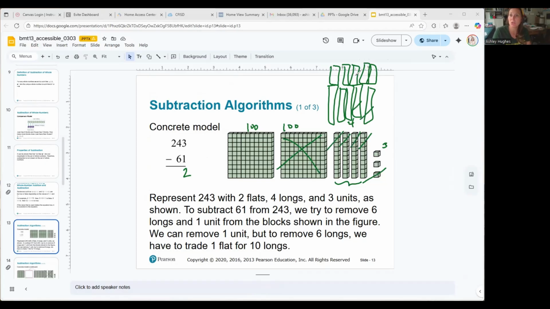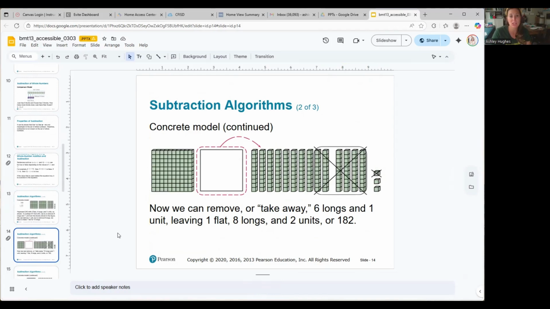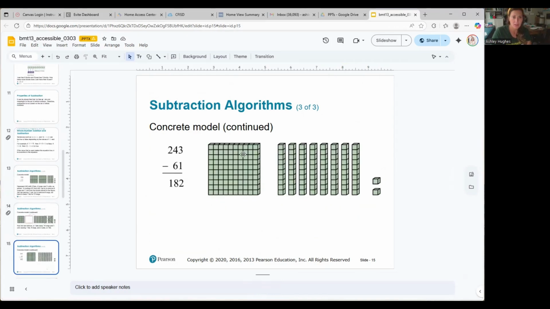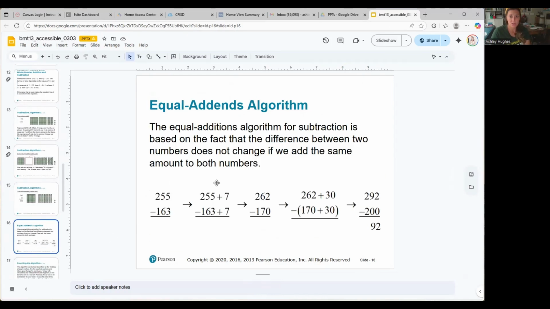How many do I have left? 1, 2, 3, 4, 5, 6, 7, 8. And then you would just have 100 here. So you can visually describe what's going on in the typical subtraction algorithm. That's what we just showed.